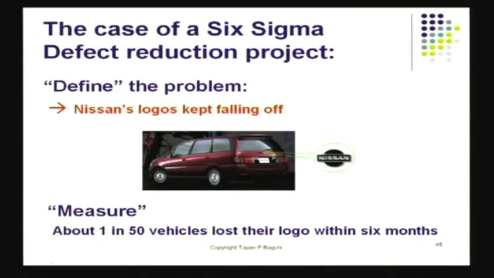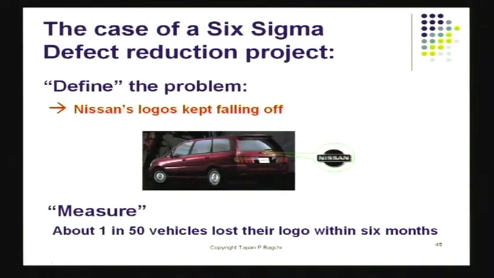What we have to really do is see if indeed there is anything wrong with this. Where would you begin? You begin with customers. The complaint was that Nissan's logos kept falling off. And these, of course, if they were lost on the road, would have to be replaced with a new logo. What was the extent? The first thing that was done for this project, which was a defect reduction project, was to define the problem. The problem was Nissan's logos kept falling off.